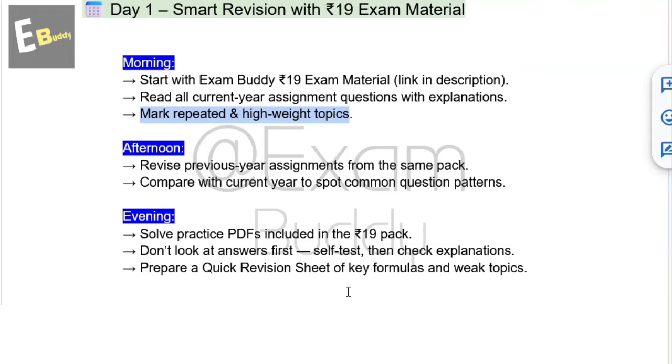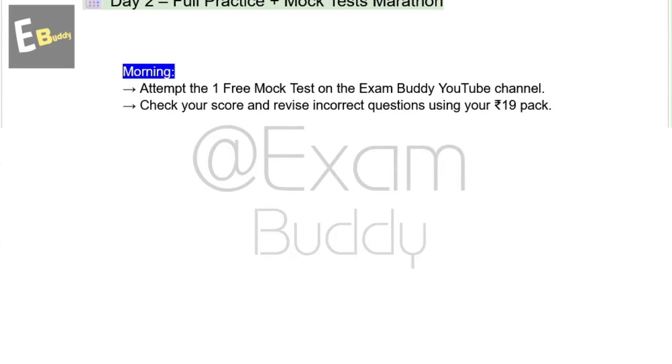So now let's discuss our day 2. Day 2 is the full practice plus mock test marathon, and the goal of our day 2 is to test your preparation and improve speed and accuracy. So in the morning you have to do two things.